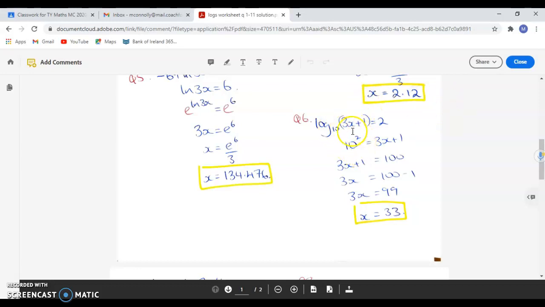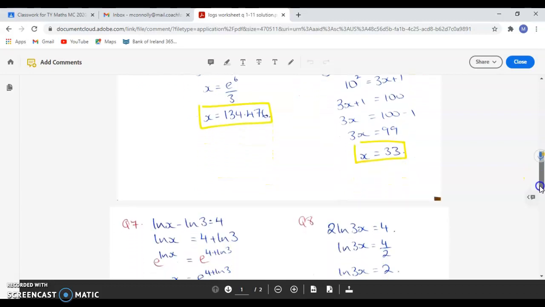These two switch, so the squared comes here and the 3x plus 1 goes over there, and you just solve that down as normal algebra. Plus 1 becomes minus 1, divide by 3, and you get your 33.